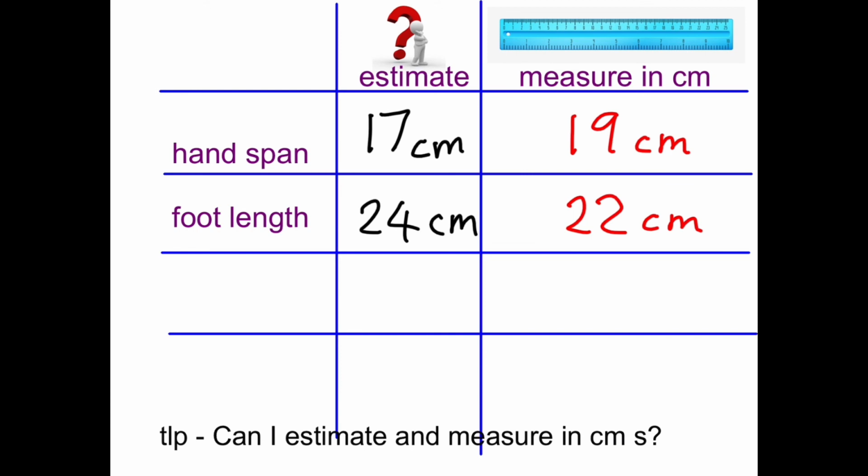So I was only 2 away, because 17 add 2 makes 19. And I was only 2 away this time, because 24 take away 2 is 22. So that means my estimates were quite sensible. So I now want you to fill that in, and we could find out in the Zoom how far you can stretch your hand spans, and we can compare them.